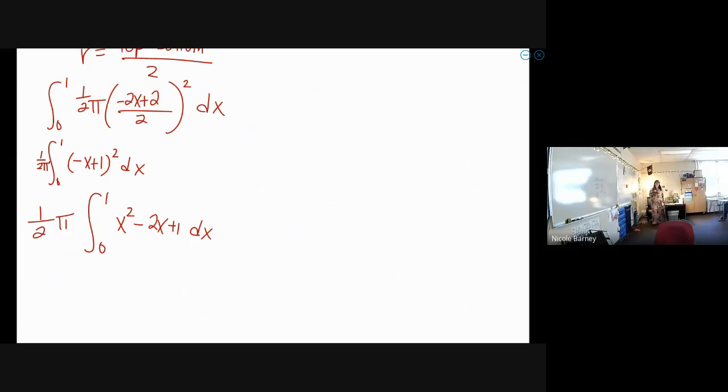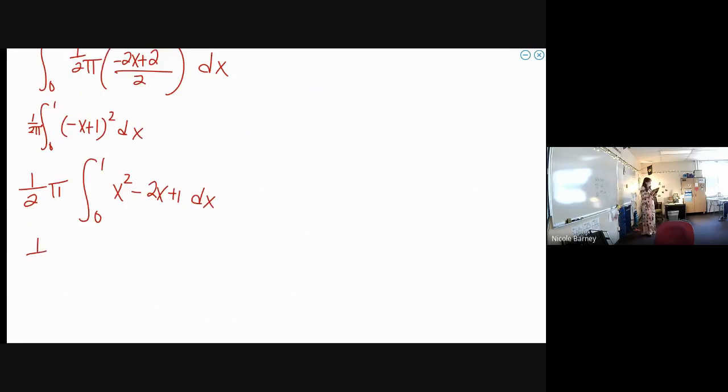Okay, so if we were going to integrate this by hand, that's where we would expand that first, right? And did I expand it right? X squared minus 2x plus 1. I think so. Okay, and then we're going to integrate it. So this just stays outside. It's going to multiply by our entire integral. So it's going to be x cubed over 3 minus 2x squared over 2 plus x, evaluated from 0 to 1.